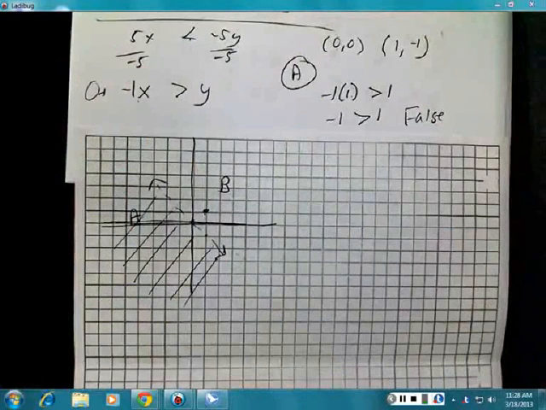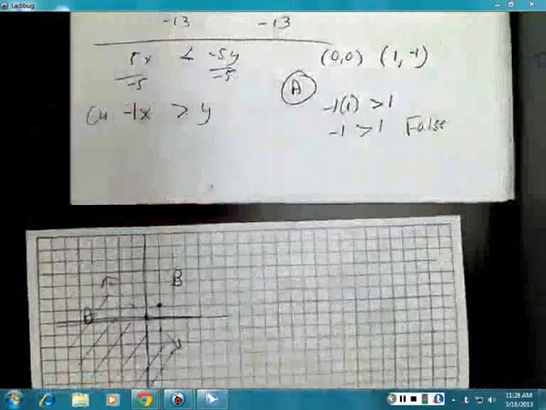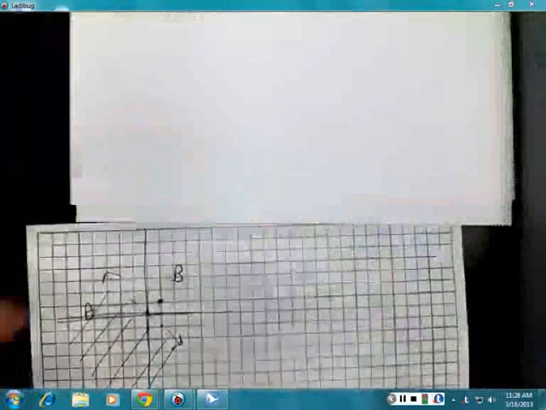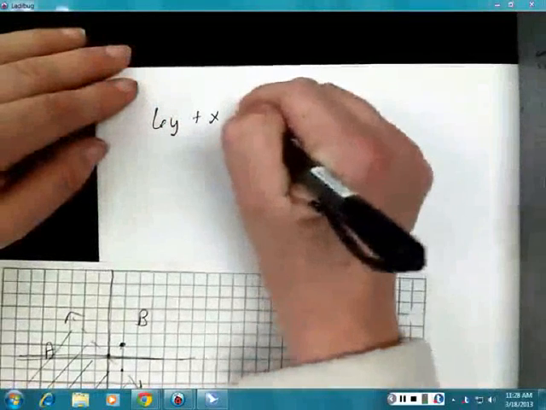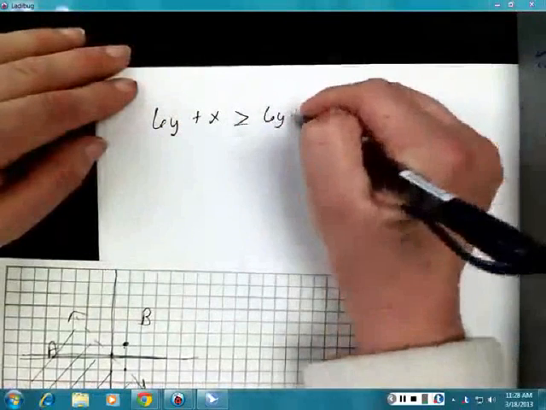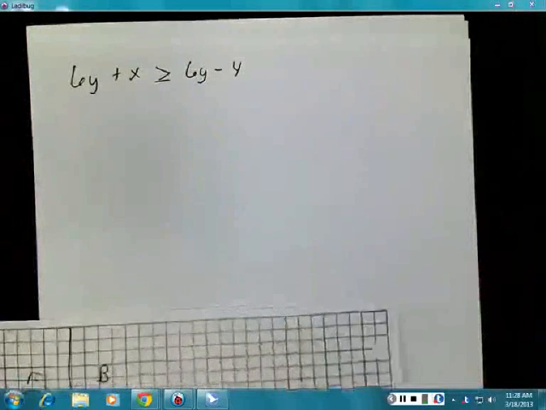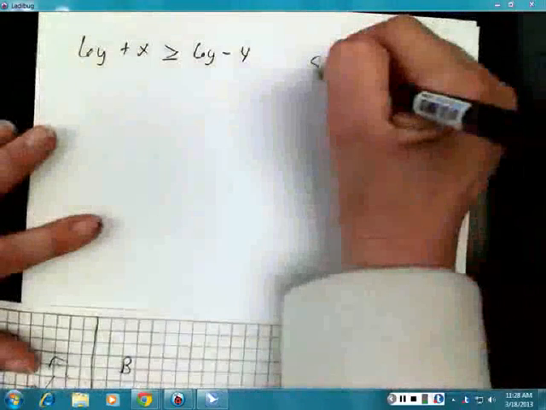Okay? Alright. Make sense? Really good. Alright, well, let's try your good one. The second here. What was it? 6y plus x is greater than or equal to 6y minus 3. Okay. Solid or dotted?